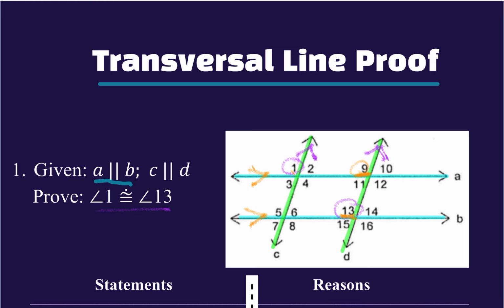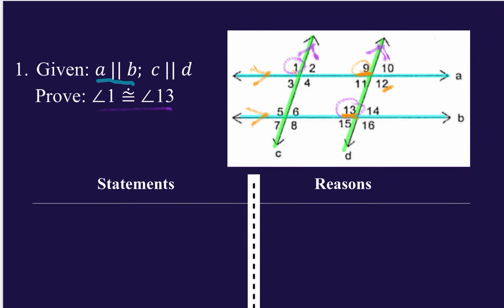We could also use another strategy by using 1 and 12, because 1 and 12 are alternate exterior angles. And then from 12, we could connect 1 using 12 with 13, because 12 and 13 are alternate interior angles. So that is one way to prove it. So let's go ahead and write it down so you will understand what I was just talking about.